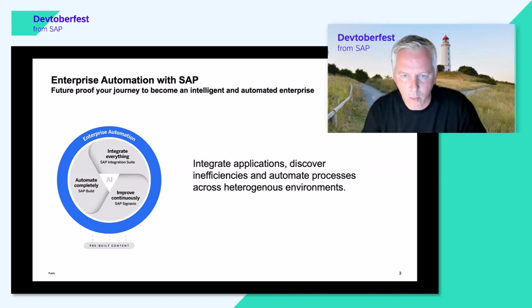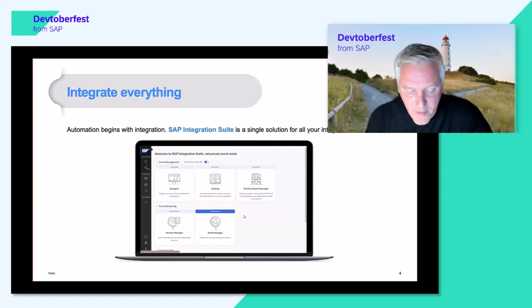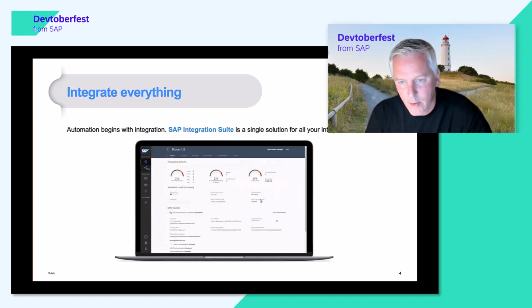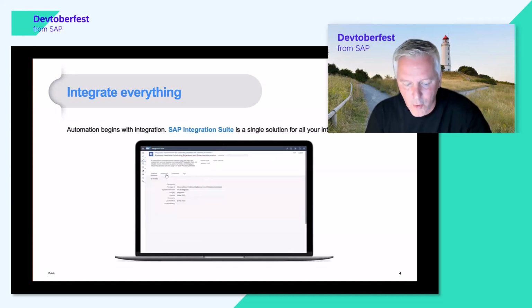Now, we all know integration is everything around connecting applications with pre-built integrations in the business context. We enable real-time automation with business events and the advanced event mesh, and basically try to connect customers, employees, and partners. And next is, of course, automation.